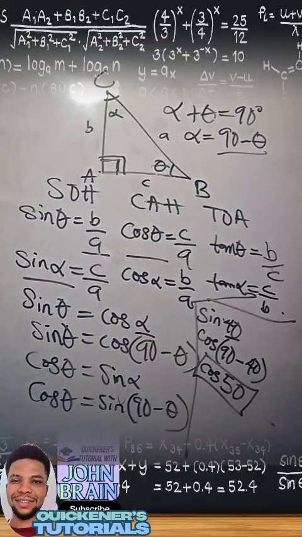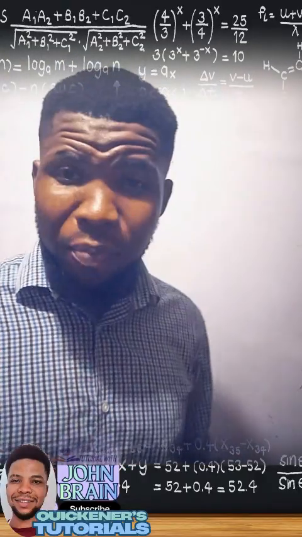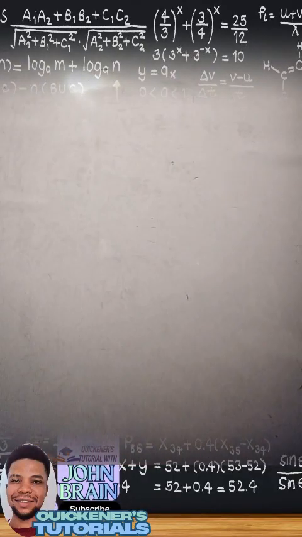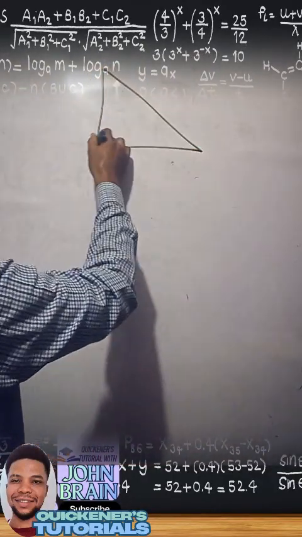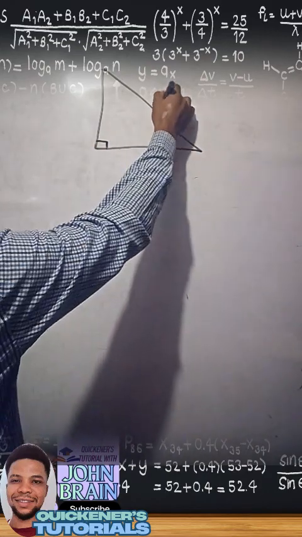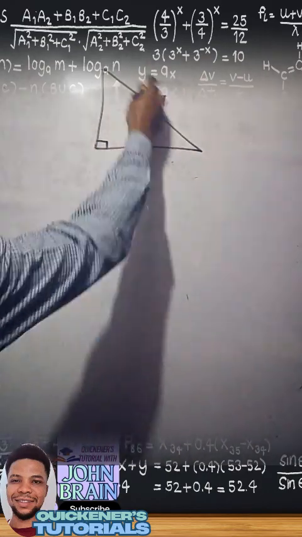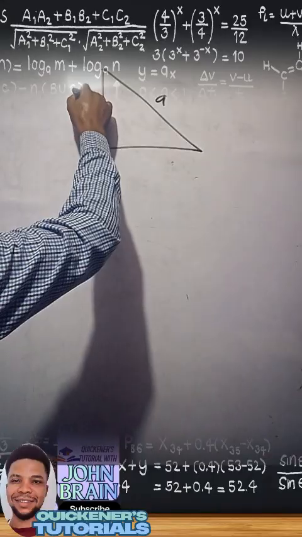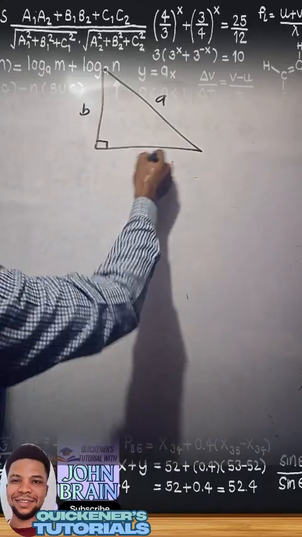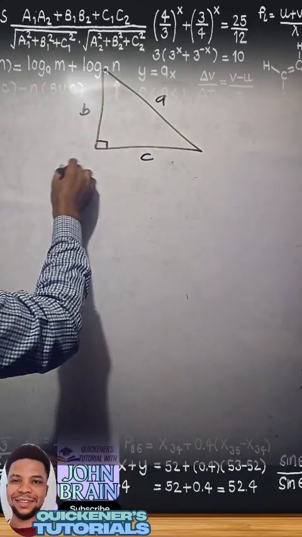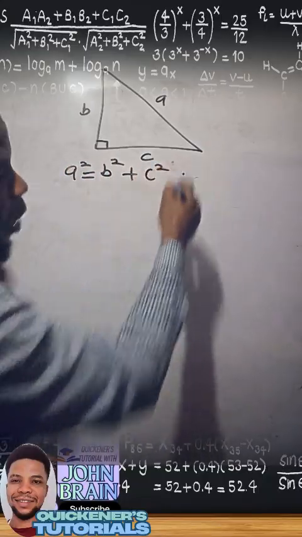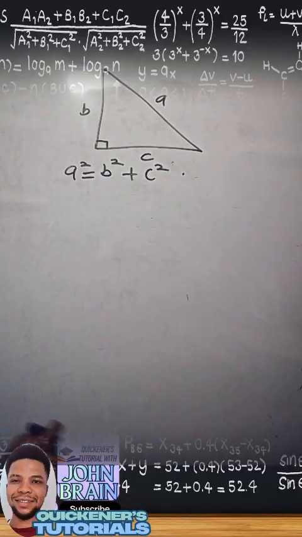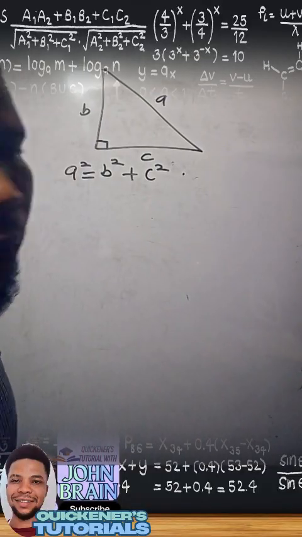Now, other theorems that you must understand are, now listen, if I have my right angle triangle, and let's say A is my hypotenuse, and I have my B here and C here. Pythagoras theorem is that A squared equals B squared plus C squared. I know you understand that, right? So, let's establish some theorems.